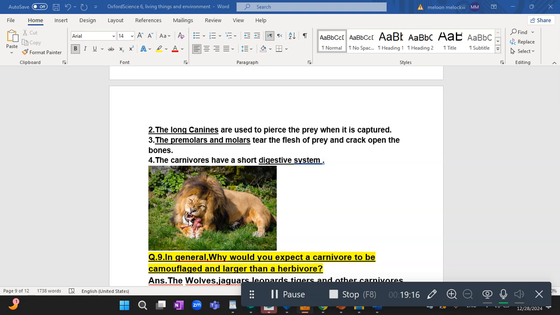Number 3, the premolars and molars tear the flesh of prey and crack open the bones. The premolars and molars break down the bones even into small pieces. And number 4, the carnivores have a short digestive system.